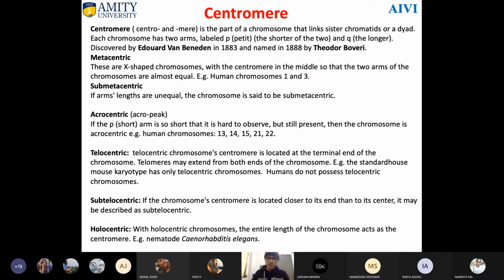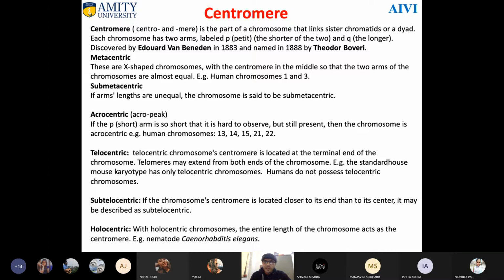Okay, so this is the centromere, another important thing about your chromosomes. Based on the centromere, you can classify your chromosomes. About the history of the centromere, Theodor Boveri named it, and Benedens discovered it. Based on the location of the centromere, we call them metacentric, submetacentric, acrocentric. Meta means exactly in the middle, so both arms are going to be equal, almost equal. Chromosomes number 1 and 3 in your human chromosomes are going to be metacentric. Submetacentric means away from the center.